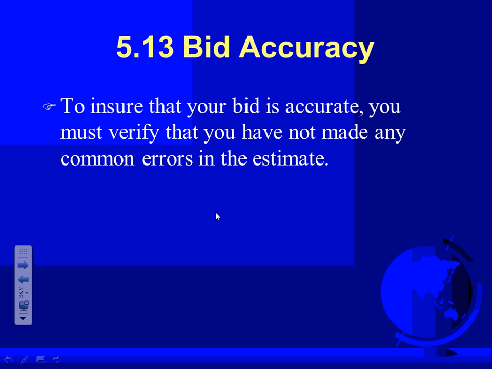Bid accuracy. To ensure that your bid is accurate, you have to verify that you did not make any mistakes. No mistakes have been made, guys. And there are a couple of things, guys, that you have to check for bid accuracy. There's a list on page 79. It might be different from the book that you have, Adam.